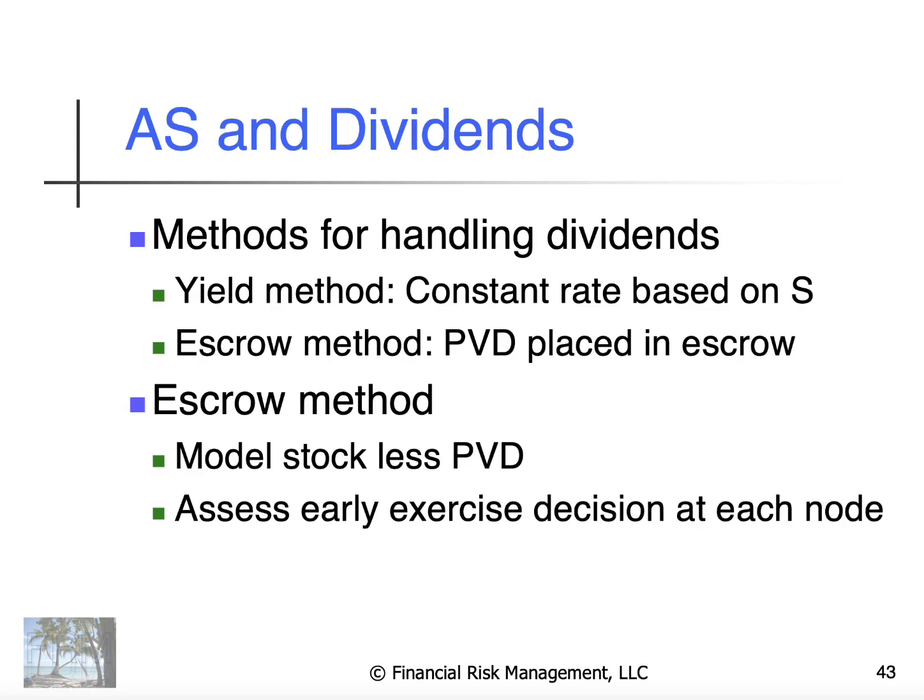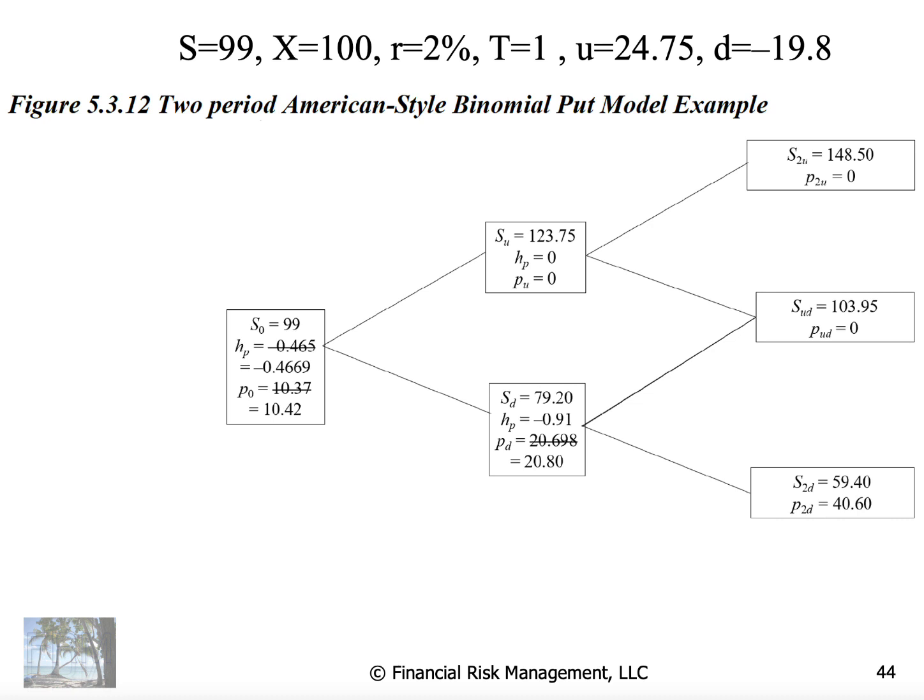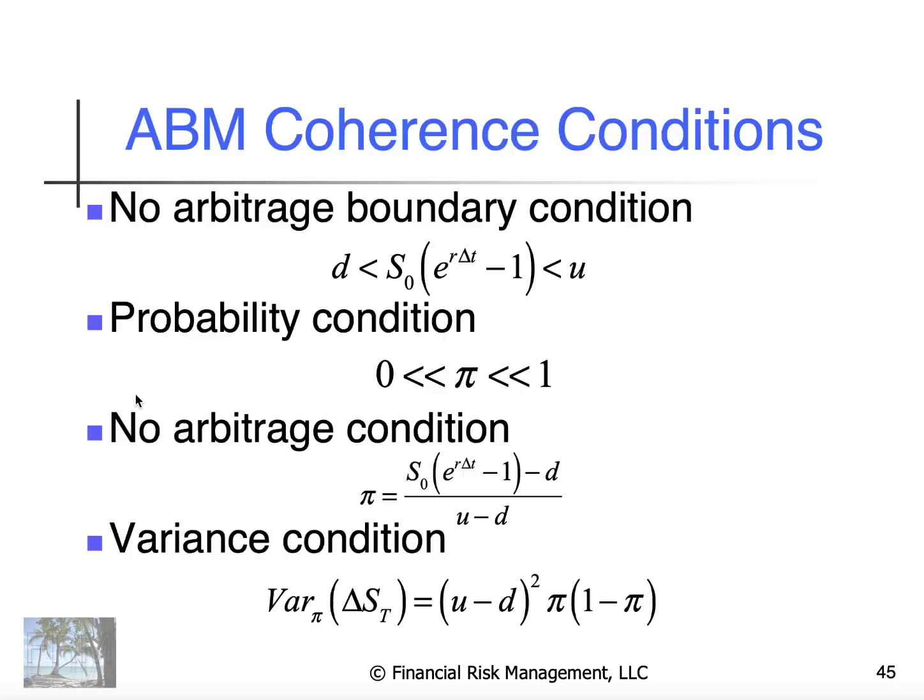The method for handling dividends, I could use a constant yield. I could use the escrow method. In the escrow method, I'm going to model the stock less the present value of the dividend and assess early exercise at each node. And so if I apply this to an American style put option, what we'll notice again, the terminal payout is $20.80 if I exercise early. Based on the ABM binomial model, it's $20.698, and therefore I will exercise early. Therefore, the put price today has a higher value.